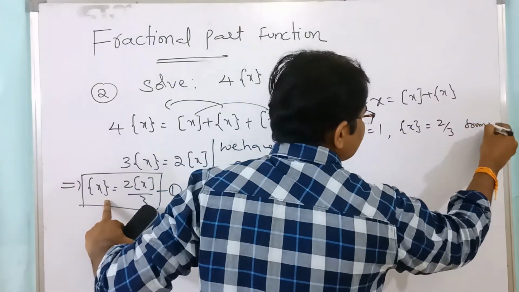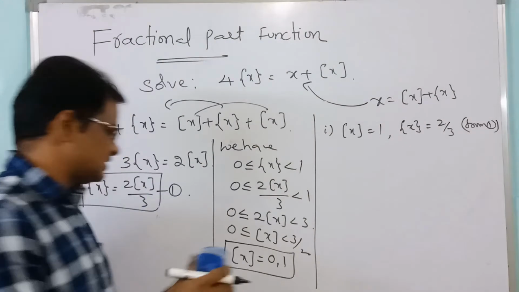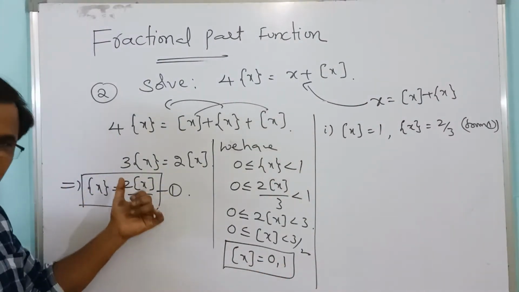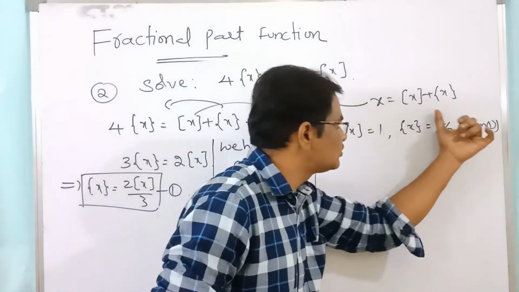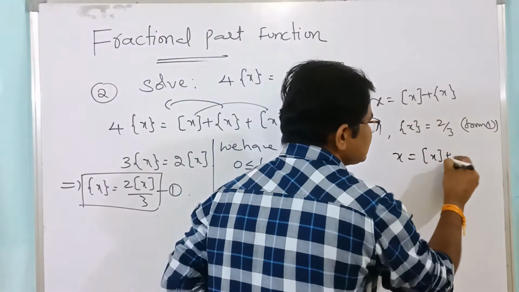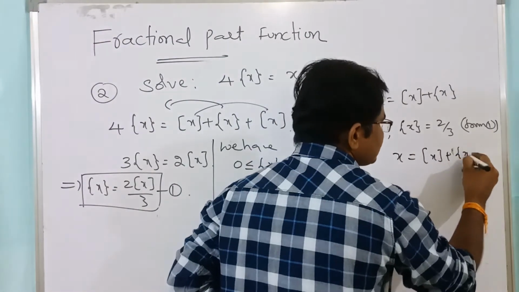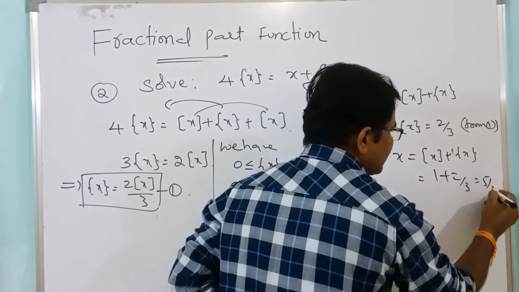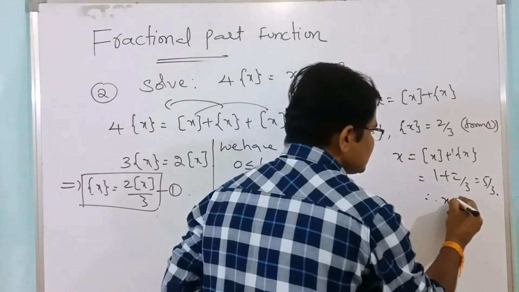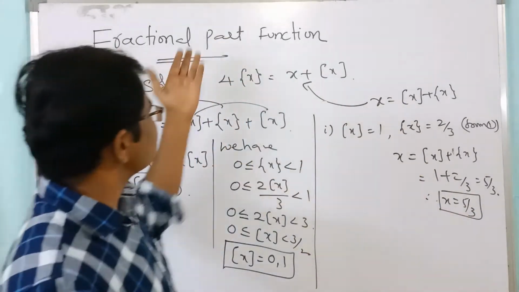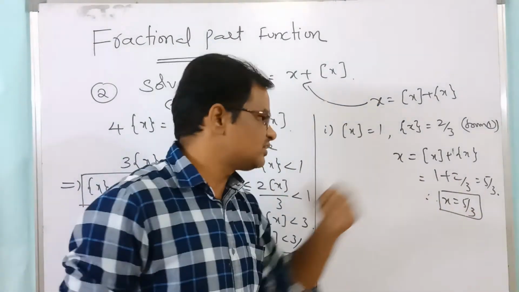So 2 by 3 from equation number 1. Once again, listen. If step x equal to 1, substitute in this one, fractional part x equal to what? 2 by 3. So fractional part x equal to 2 by 3. But we know that x equal to step x plus fractional part x. Now that is equal to 1 plus 2 by 3, that is equal to 5 by 3. So therefore x equal to, in this case, 5 by 3, right? Otherwise, substitute these two in this given equation also, same thing you will get.